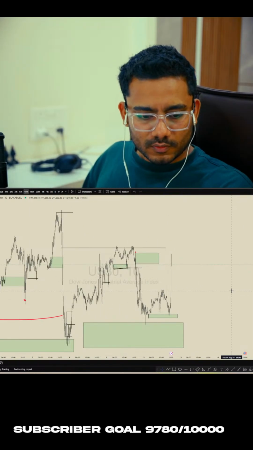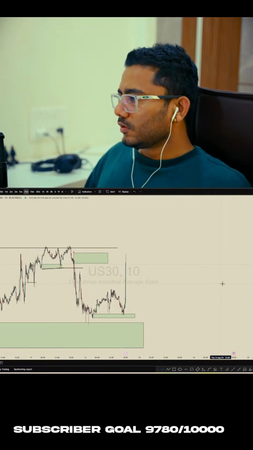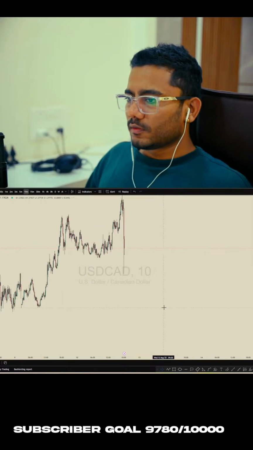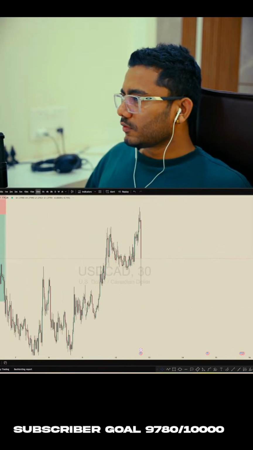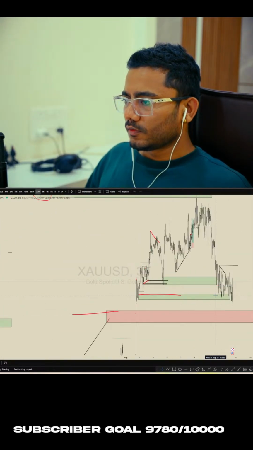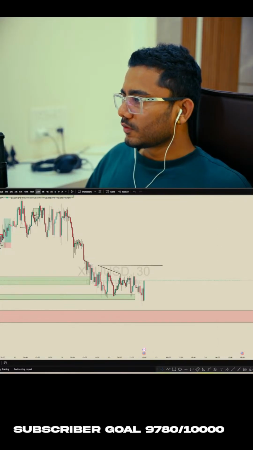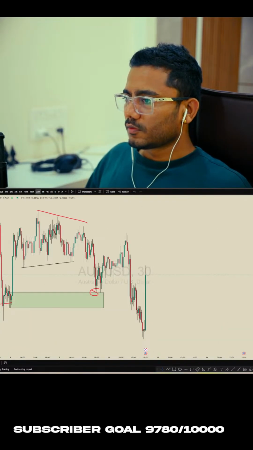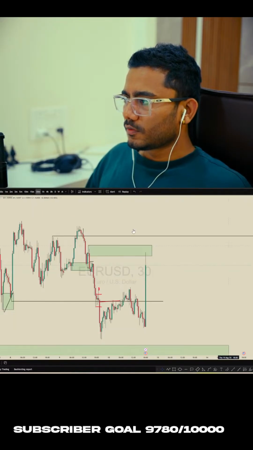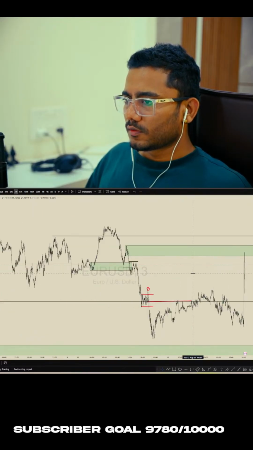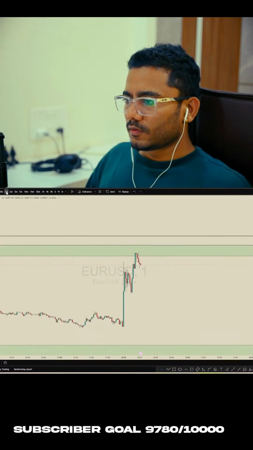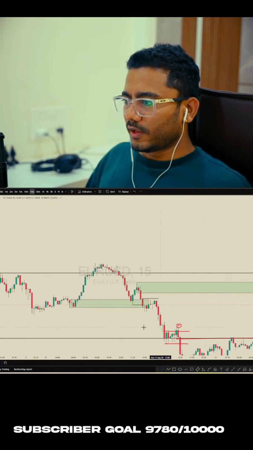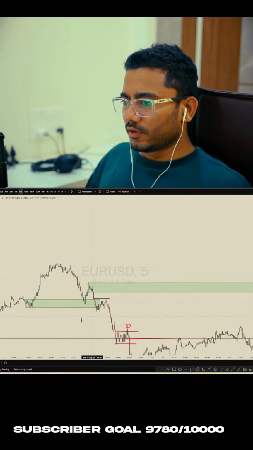Unless we have same zone. Price has tapped this order block. So we want price to give us a change of character.